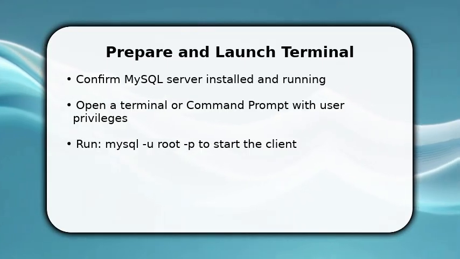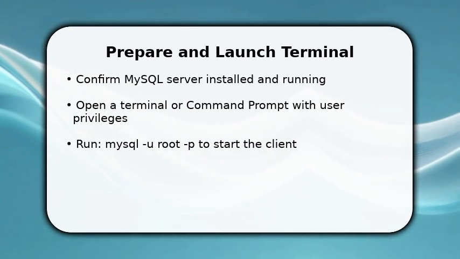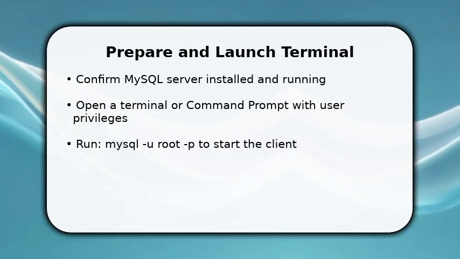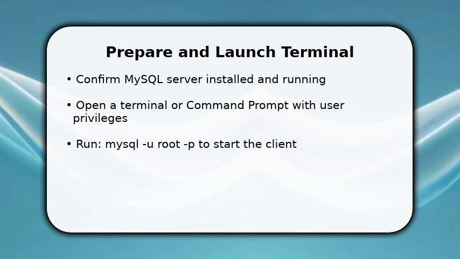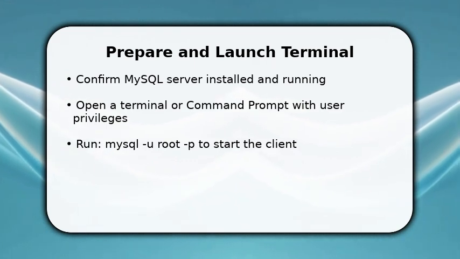You use -u to specify the user and -p to prompt for a password so credentials aren't exposed on screen. Once prompted, enter your password. Characters won't echo, which is normal for security.